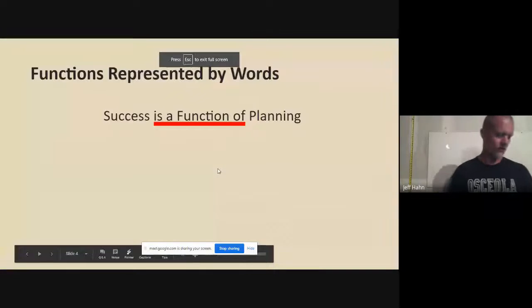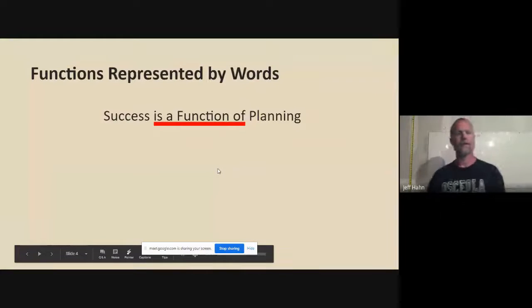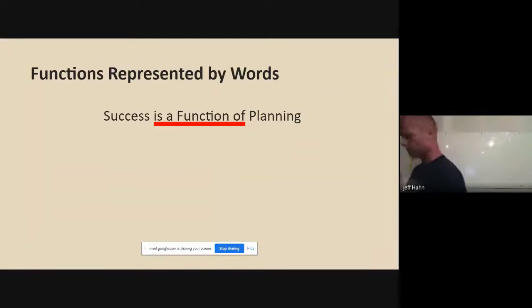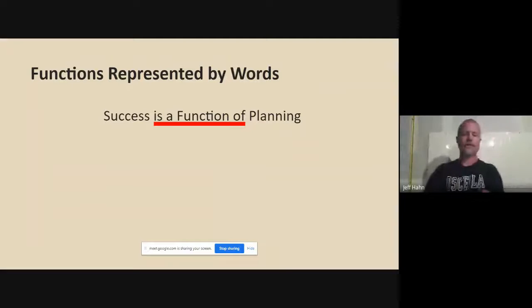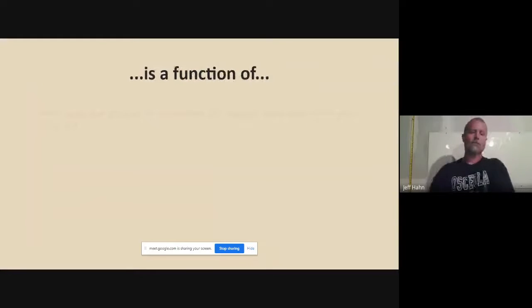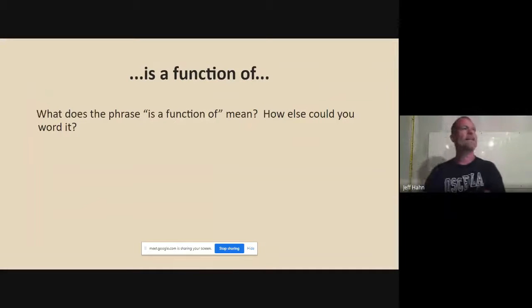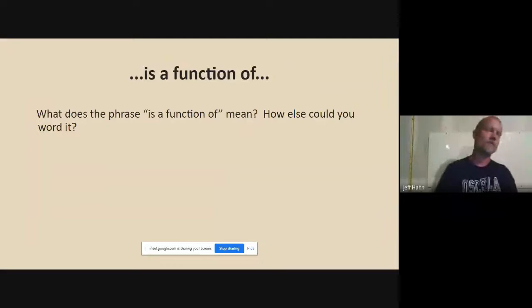Okay, the big thing that we're going to focus on in this lecture is the phrase "is a function of." So success is a function of planning. "Is a function of" is a mathematical phrase that has a lot of loaded connotation to it. So what does the phrase "is a function of" mean? How else could you word it? Well, I think the best way to think about that is "can be changed by" or "is affected by."